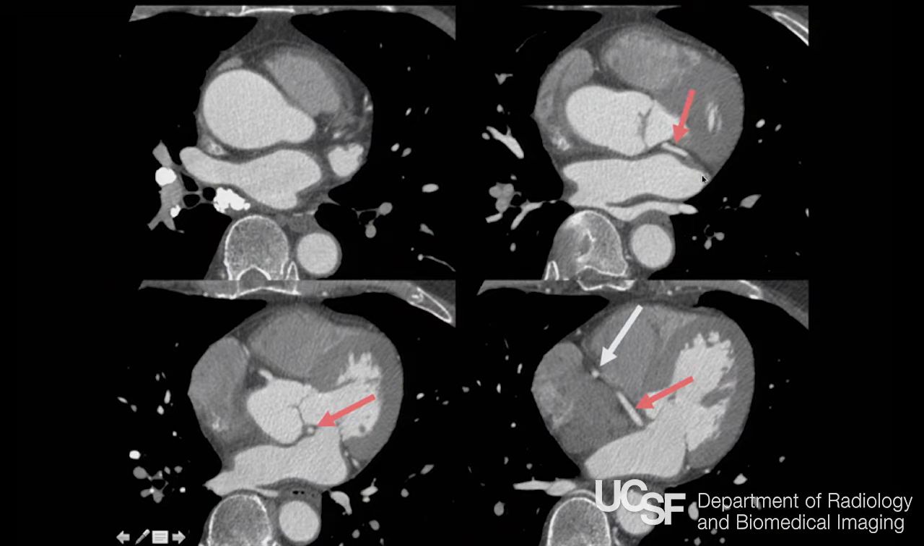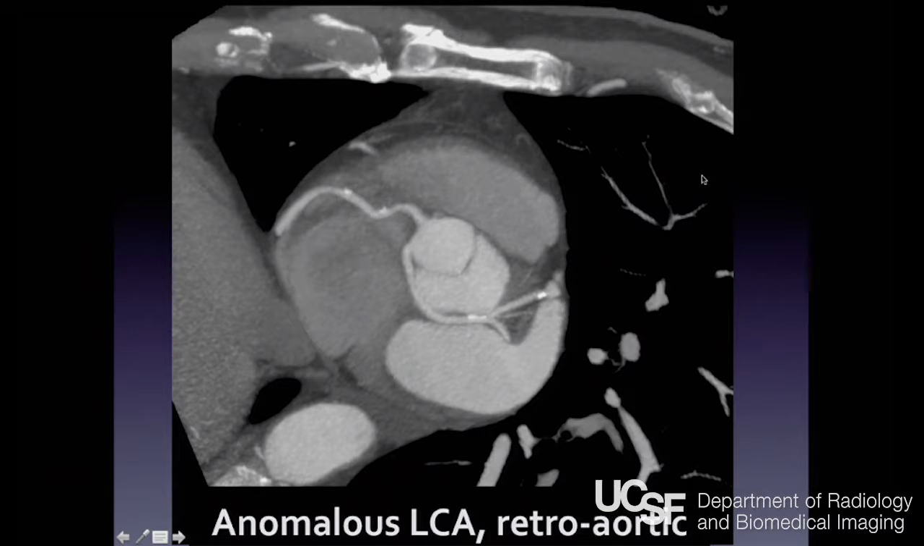And I'm going to show you a curved multiplanar reformat of that, or an oblique MIP of that. What you see is that's the right, and this is the left that comes off next to the right coronary artery from the right sinus of Valsalva, travels behind the aorta, and eventually goes to where it should go.